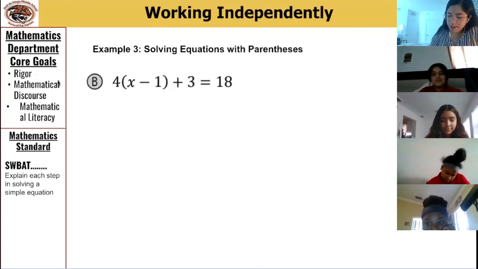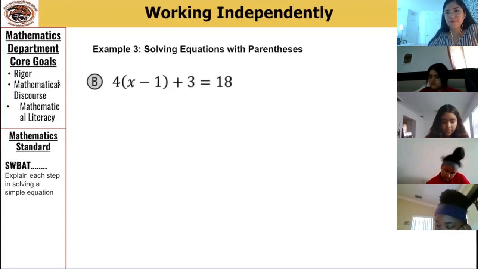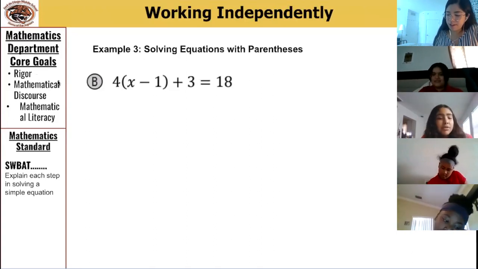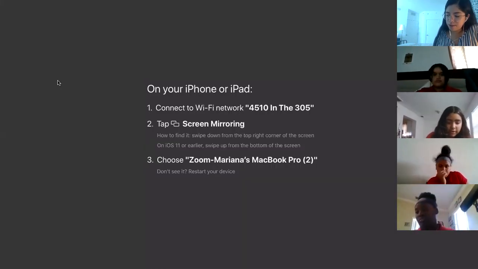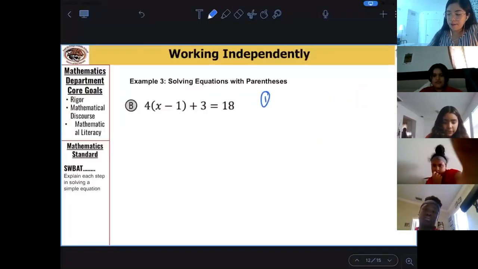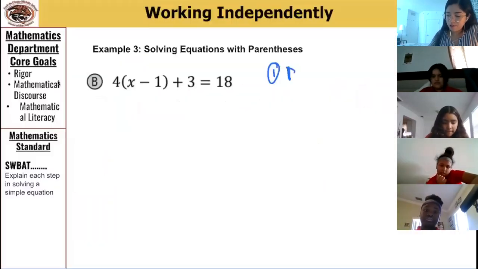All right. So what's my step 1 going to be? What's that called again? Distributive property. Exactly. My thing froze, so give me 1 second. There we go. Okay. So I'm going to start by doing my distributive property.